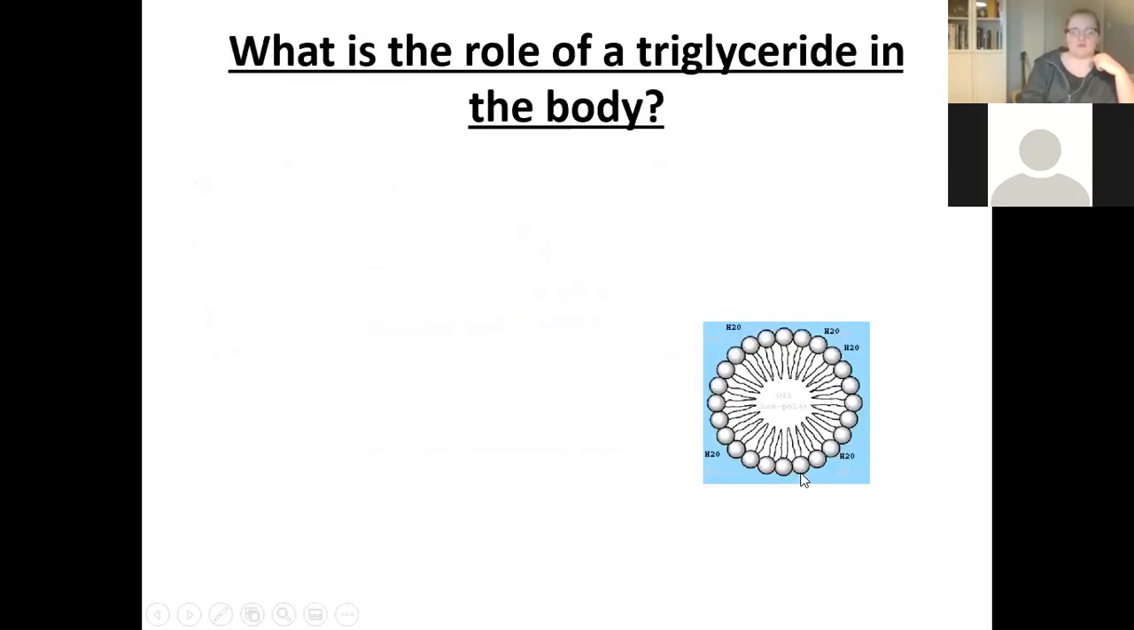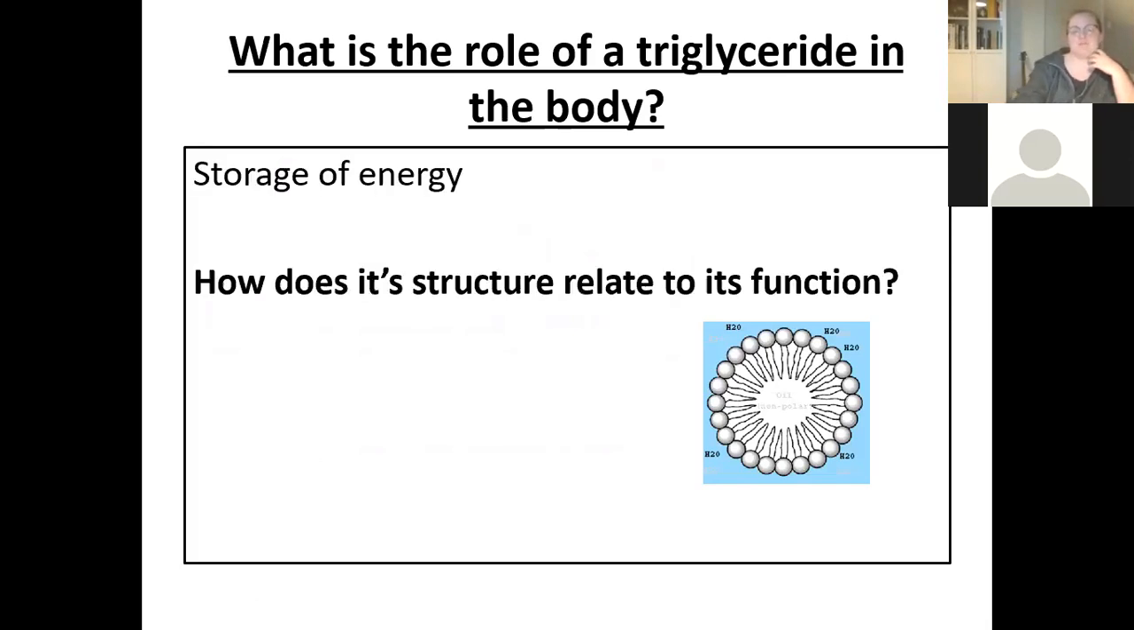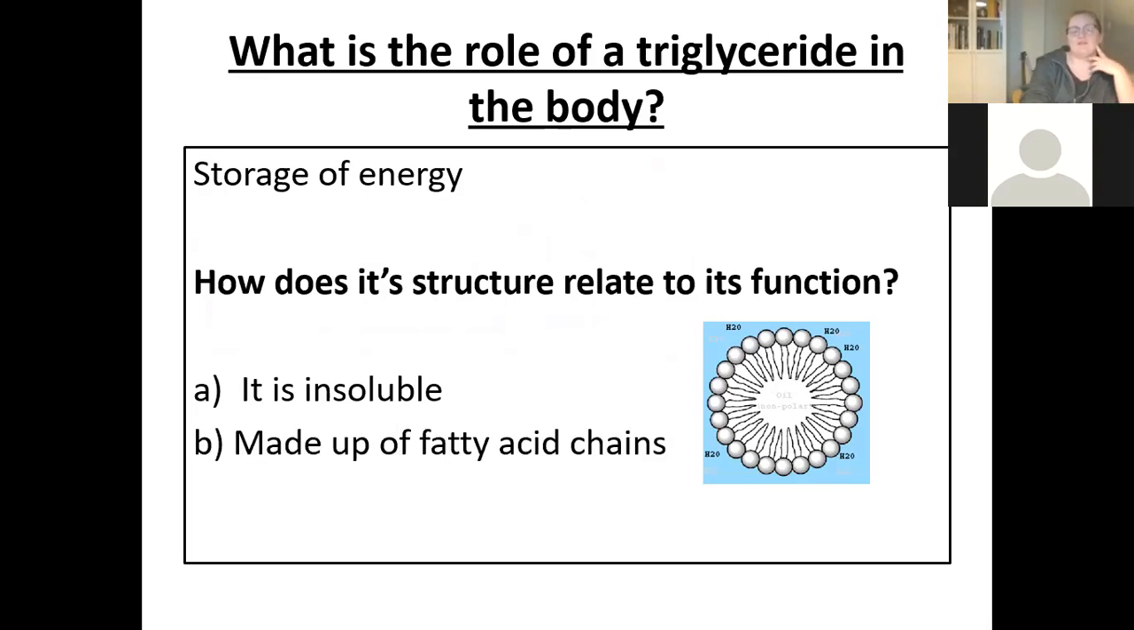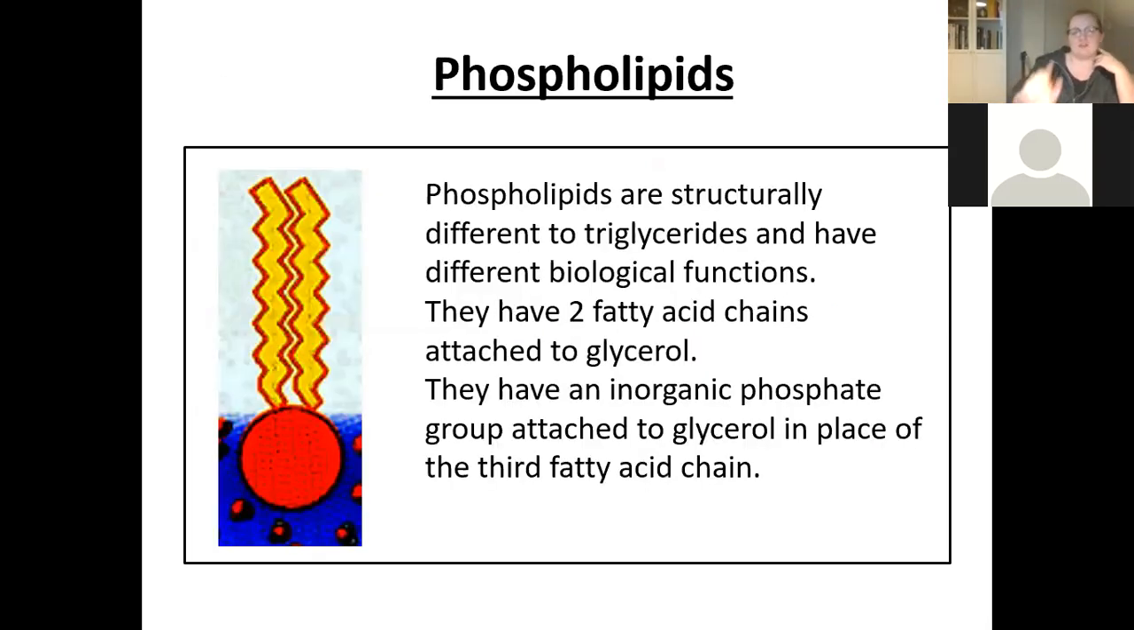So what is the role of triglyceride in our body? It is a storage of energy. It's insoluble. It's really good, but it's insoluble because that means that it's better at storing. It's made up of fatty acid chains. So the last bit are phospholipids. Phospholipids are structurally different to triglycerides only by a small bit, and they have different biological functions.